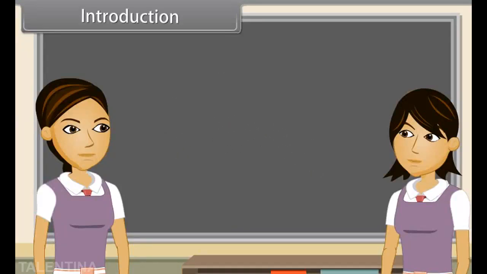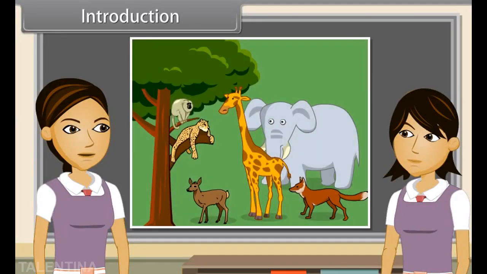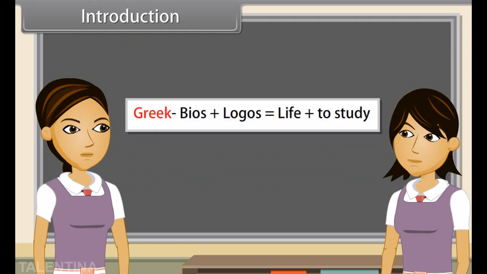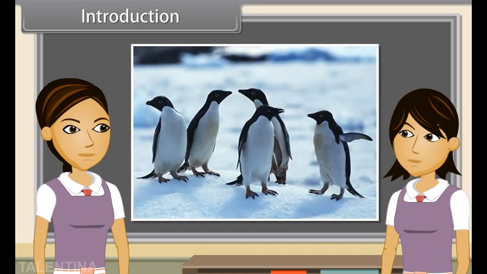Introduction. We know that the branch of science which deals with the study of living organisms is called biology, or the study of life. Yes, the word biology has been taken from Greek words: bios is equal to life plus logos is equal to study. Things which depict growth, reproduction, ability to sense environment and mount a suitable response are called living things.